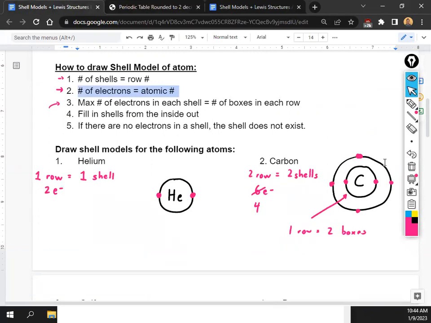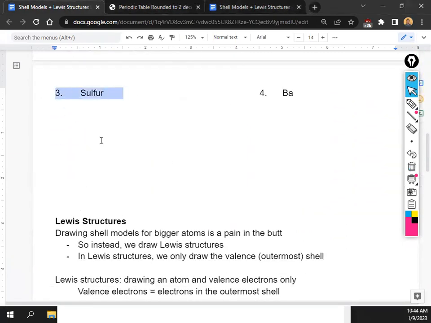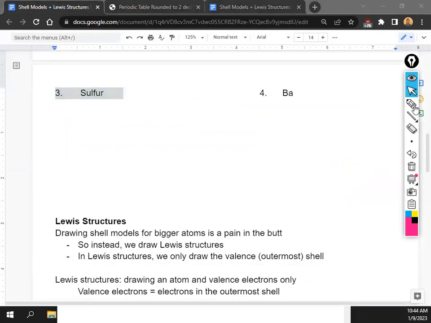Okay, let's do the next one together. I'm not going to have this here, but hopefully you copied it down already. It's the same principle. So let's take a look at the third one, sulfur. Sulfur is right here. It's S. So if you take a look at sulfur, let's do the same process we did earlier. Which row is sulfur in? Yeah, the third row. So that means it's going to have 3 shells.